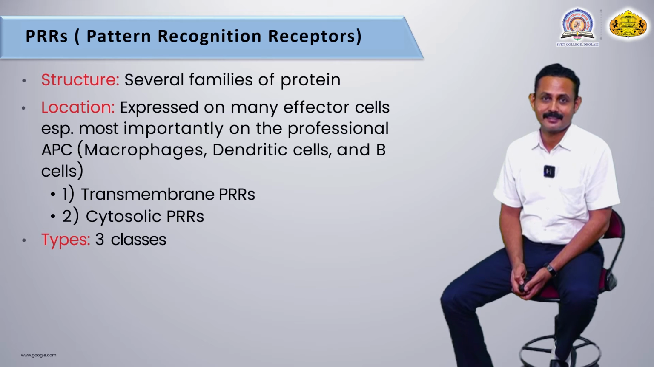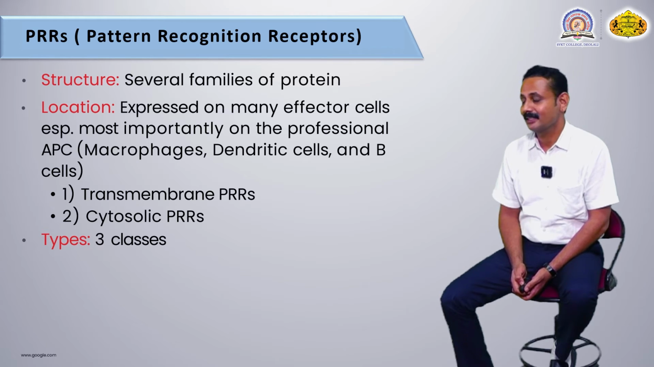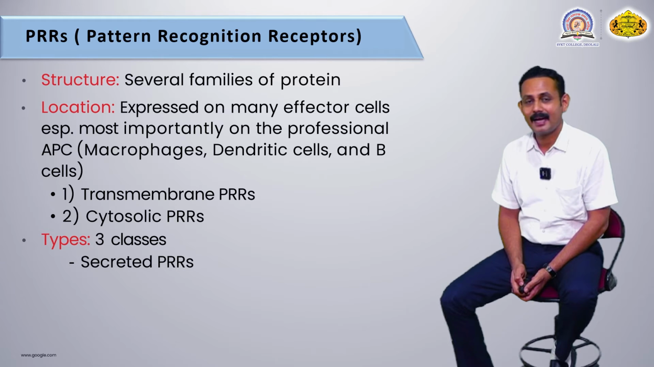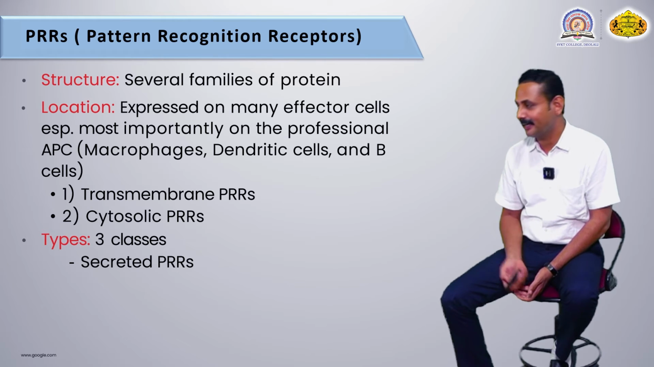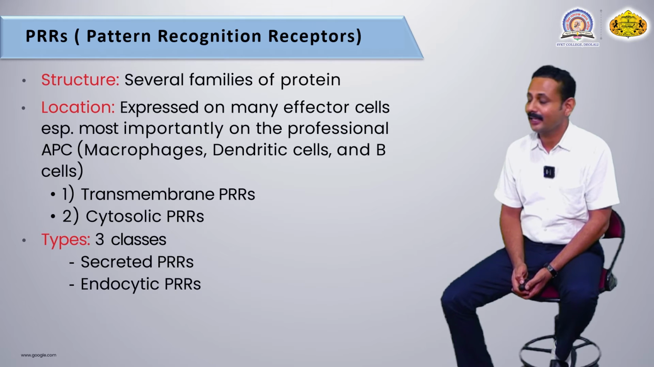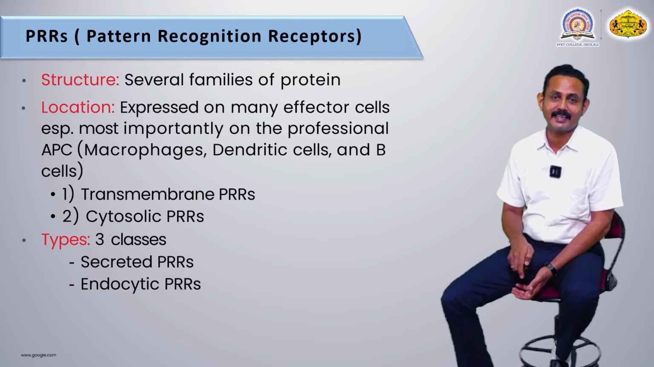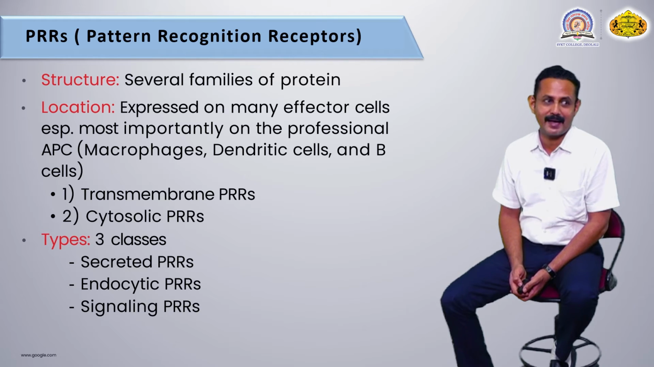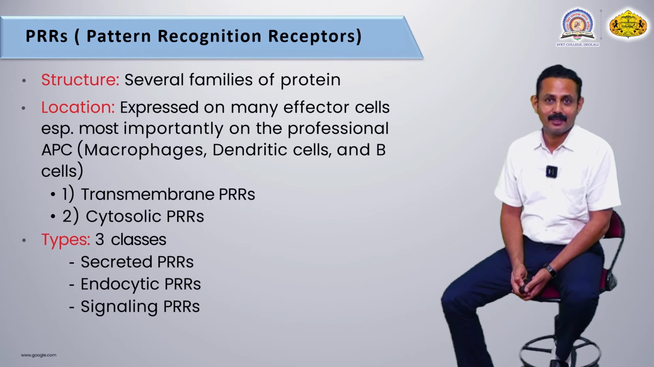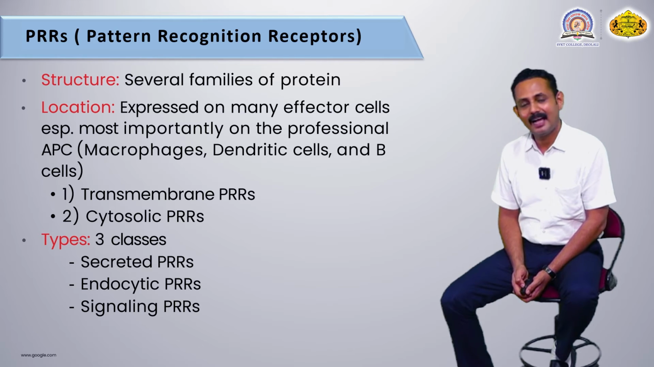There are three classes of these pattern recognition receptors. First are called secreted PRRs, meaning they are produced inside the cell and secreted outside the cell. Next are called endocytic PRRs. They are present inside the cell and they act inside the cell. And third are called signaling PRRs, meaning when they are produced, they themselves send a molecular signal to the effector cell. Due to that, the further effector mechanisms to carry out cytotoxicity are initiated and the destruction of that antigen takes place.